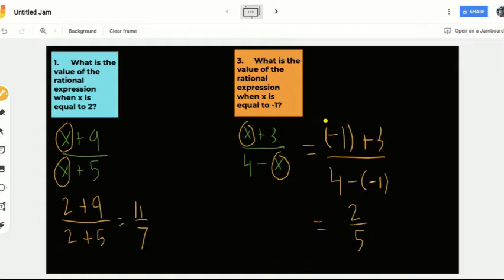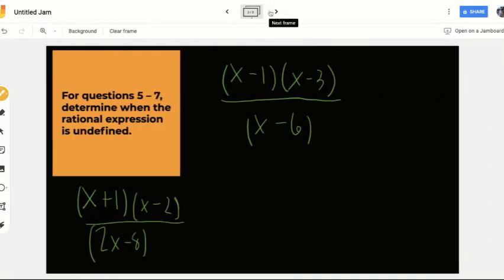So these are pretty simple. They want us to evaluate, or what is the value? You simply plug in the number for all the x's that you see, and then solve. Go to the second page.